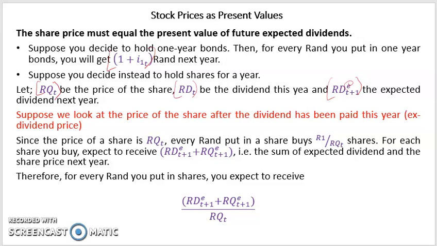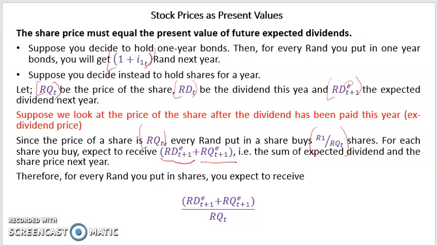So as the price of the share is given by RQT, represented here, this suggests that every rand you put in a share buys you the ratio of that rand to the price of the share. So the rand divided by the price of the share. And for each share you buy, you expect to receive the sum of the expected dividend and the price of the share next year.